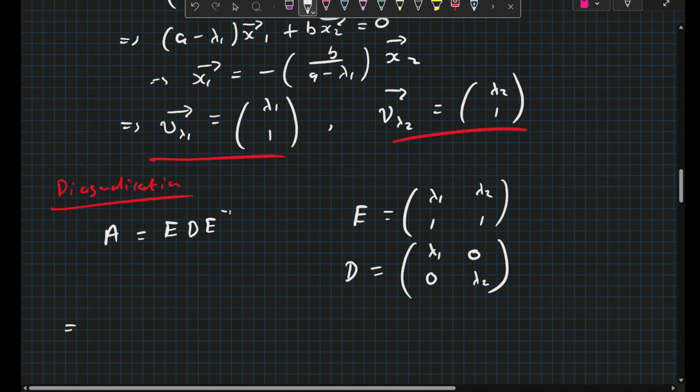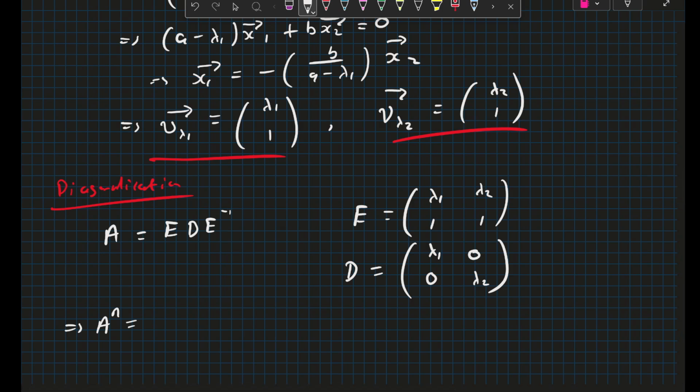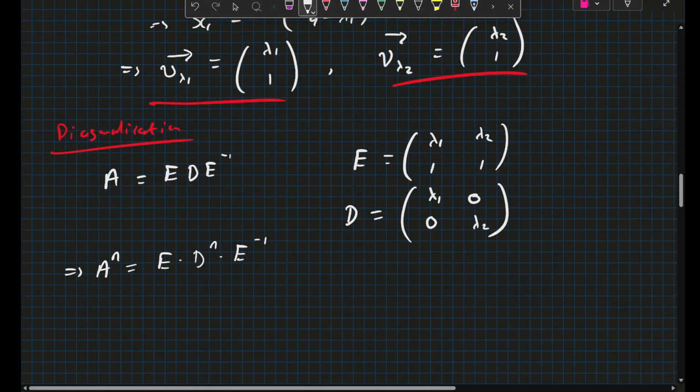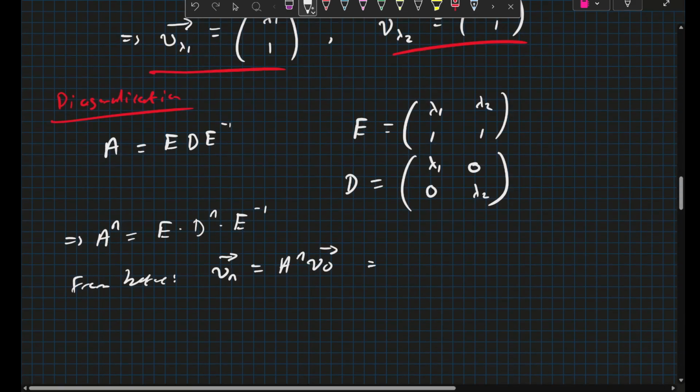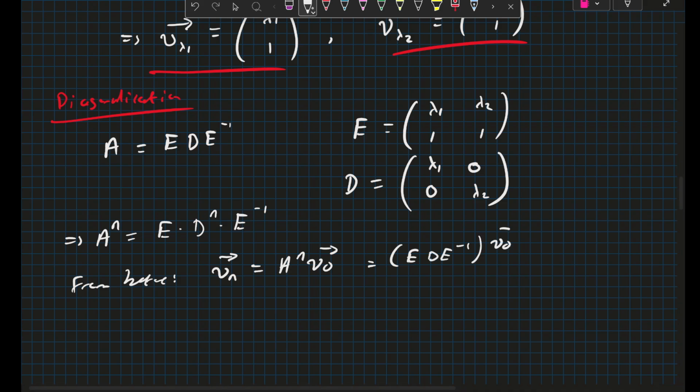Now, a trick we can employ is that if we raise both sides to the power of n, we're going to get pairs of E and E inverse knocking each other out, bar the end terms. So A to the n is E times D to the n times E inverse. So from before, we know that Vn is A to the n times V0, which we can now equally say is E D^n E inverse V0.